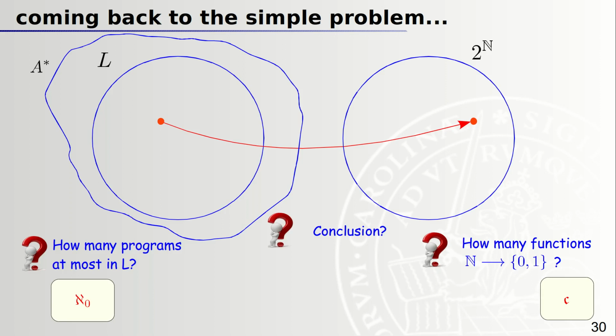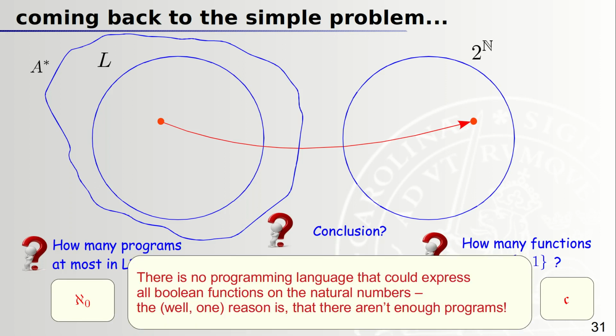And what does that mean for our problem? It means there cannot be a programming language that would allow us to express all Boolean functions on the natural numbers. There simply are not sufficiently many different programs so that all such functions could be expressed by a different one. In point of fact, Aleph 0 is actually tiny compared to C. One might say it is so infinitesimally small in comparison that almost none of those functions could be written in L, no matter what L is.